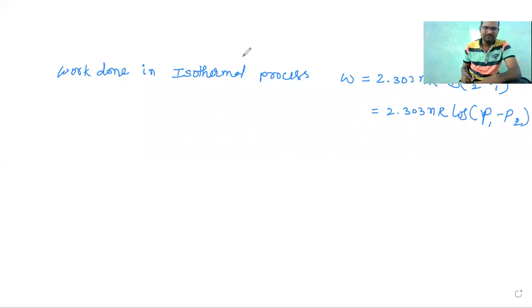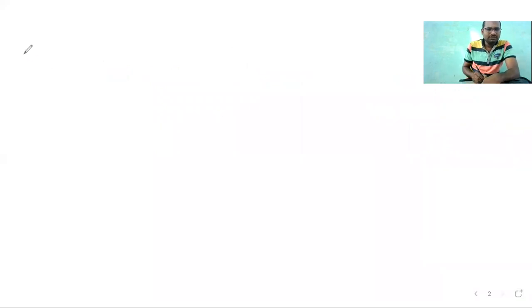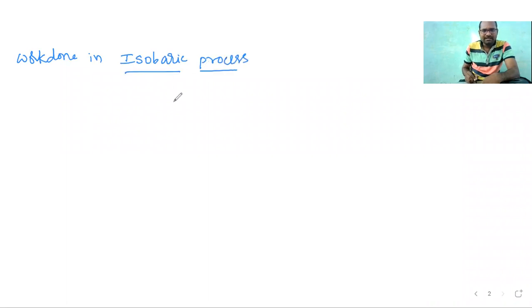Now in today's class we will discuss work done in isobaric process. What does isobaric process mean? Isobaric process is nothing but a process in which pressure is constant. If pressure is constant, then that process we call isobaric process. Clear?